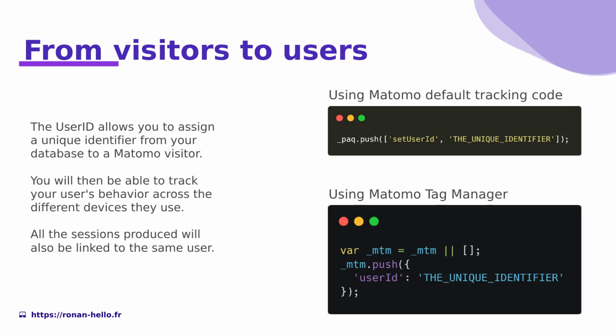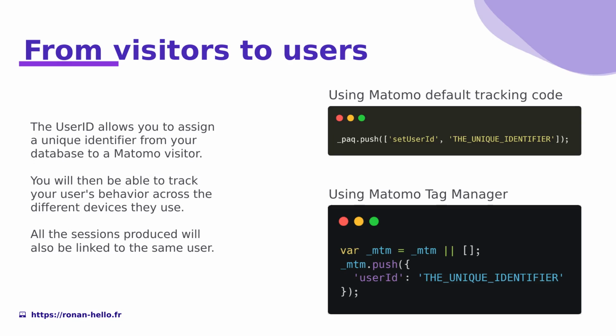Matomo has complete functionality about user ID, and two ways of deploying it in your code. Here, the first line, as you can see, is _paq.push setUserId, for the default Matomo tracking code. Or if you are using Matomo Tag Manager, you can continue to use your data layer and just add a custom variable as userId, and as value the unique identifier you choose from the data in your database.